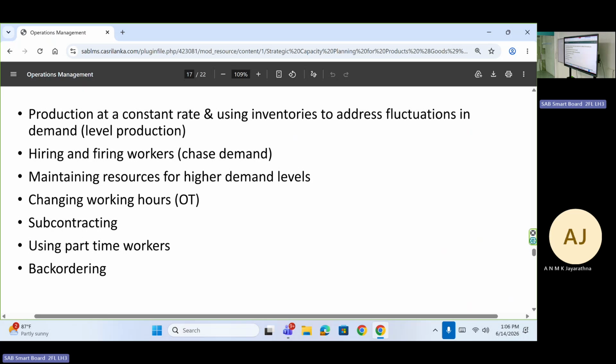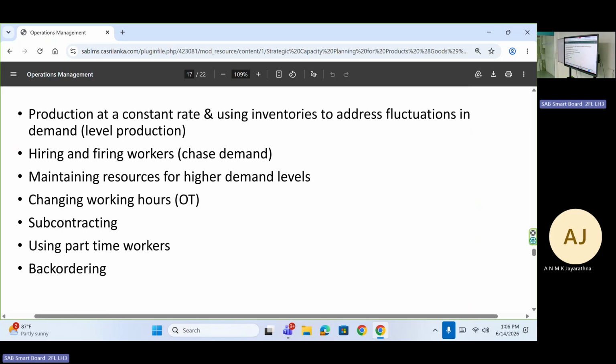Production at a constant rate. That means they don't change the production rate. So pay attention please, they are not changing the production rate, right? They manufacture the same number of units during the period. Production at a constant rate and using inventories to address fluctuations in demand. Right? That is called level production. We are going to learn it today.